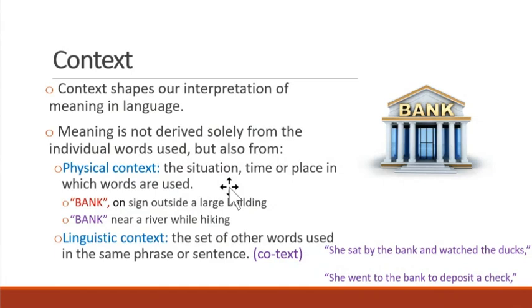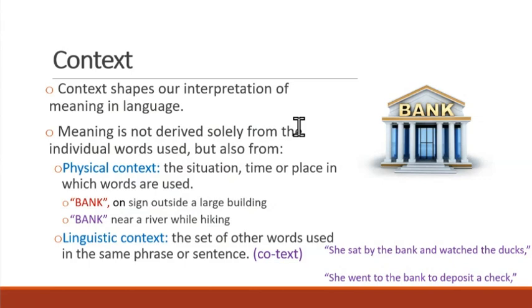Okay, you can see the example there: bank on a sign outside a building, or bank near a river while hiking. Okay, you can see the examples. He sat by the bank and watched the ducks. So what does the bank mean there? Does it refer to a building or a river? Maybe a river, because by the bank there are ducks.